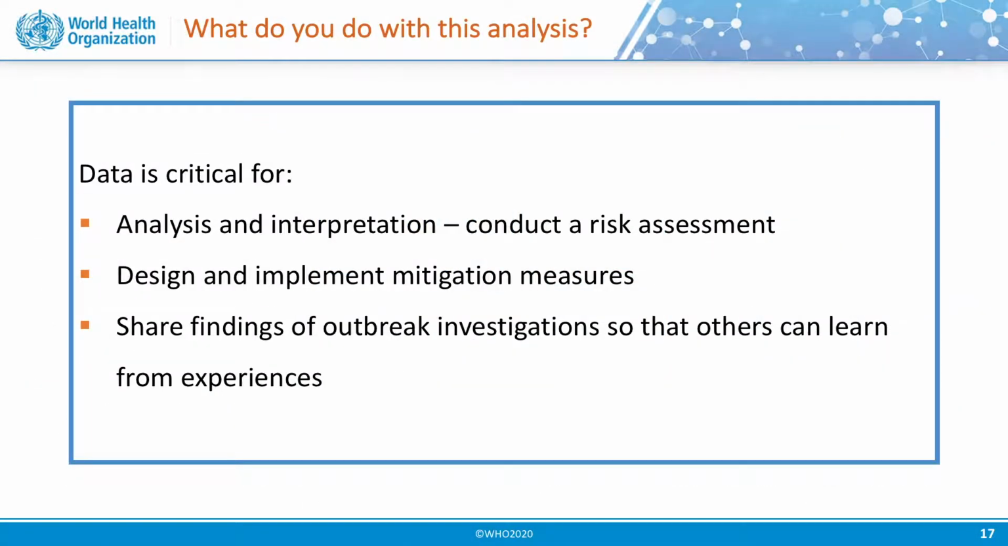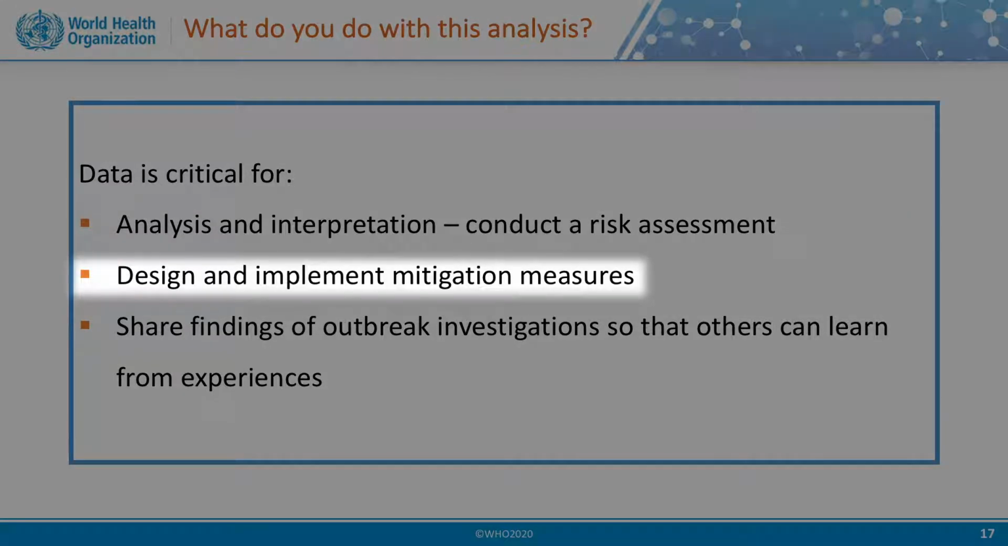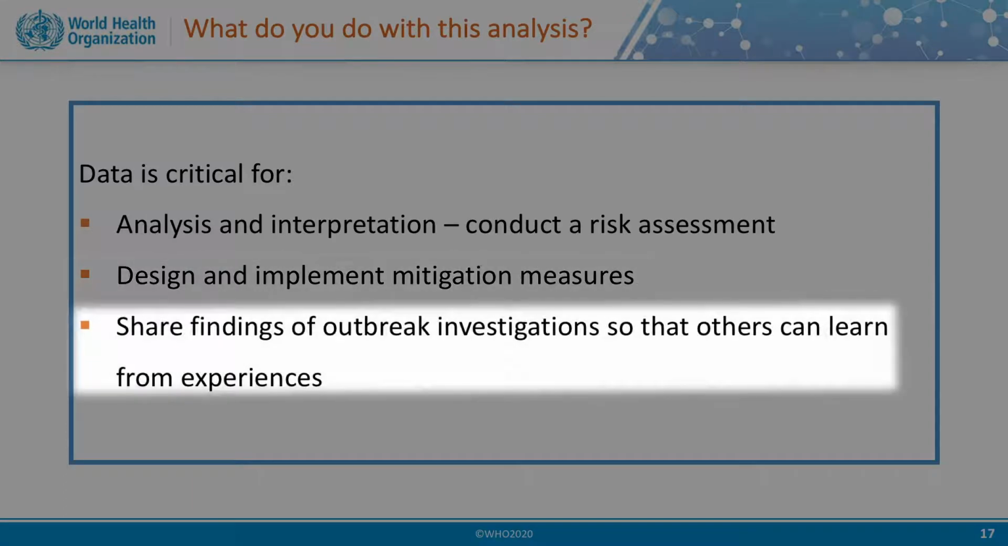What do you do with all of these analyses? Data is critical for analysis and interpretation. Collecting the information is not enough. You need to do analyses and look at what those results are telling you in terms of the risk of that outbreak and further spread. This information is also important for designing and implementing mitigation measures to prevent either further zoonotic transmission and preventing further human-to-human transmission. It's important that the results of these outbreak investigations are shared with others so that others facing similar outbreaks can learn from your experiences.